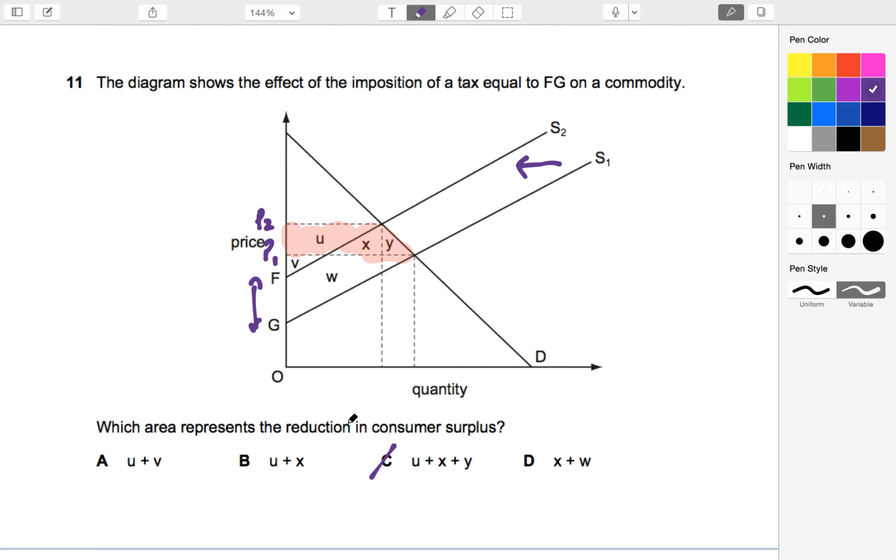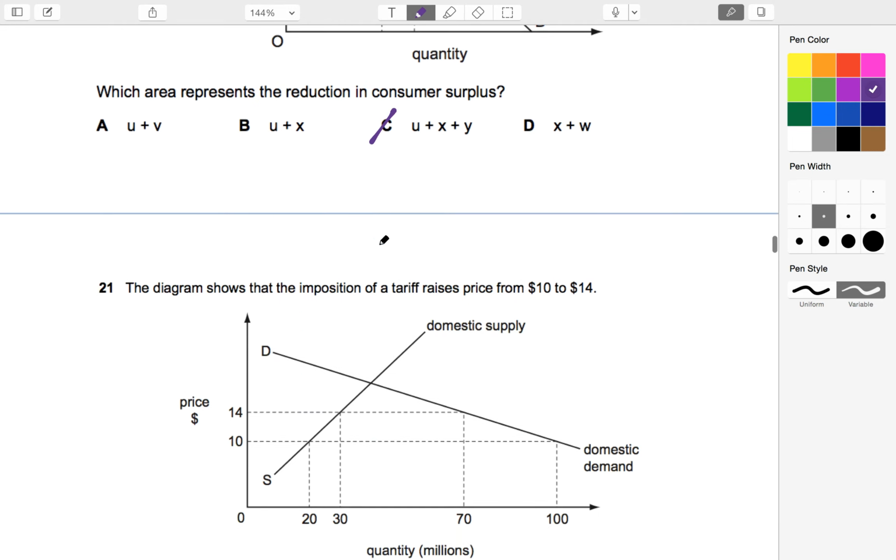So what is consumer surplus? Consumer surplus is the difference between what consumers are willing to pay and what they actually pay, and therefore it's the area under the demand curve above the market price. So when the price goes to P2, this is the rest of the consumer surplus, which means U plus X plus Y will be the change in consumer surplus.